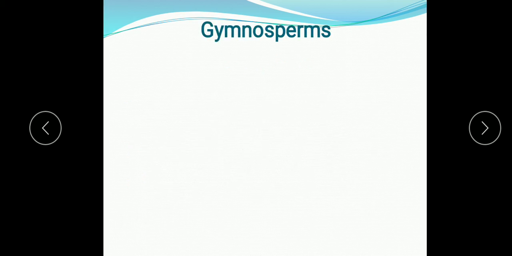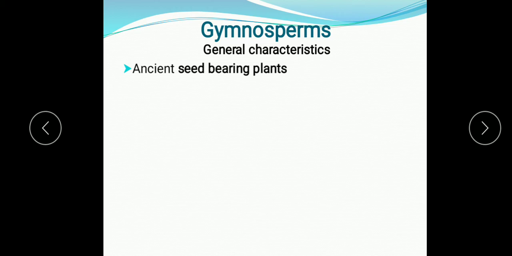So we'll start with the gymnosperms. The general characteristics of the gymnosperms: they are ancient seed bearing plants, means they produce seed. And the tallest tree, which is Sequoia sempervirens, is 366 feet tall. It is a gymnosperm.